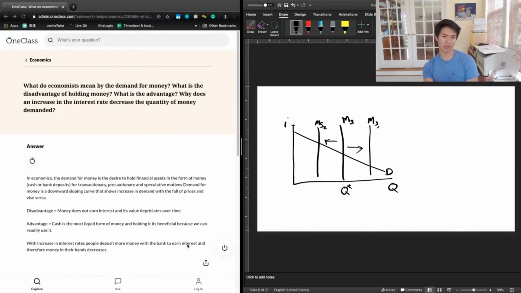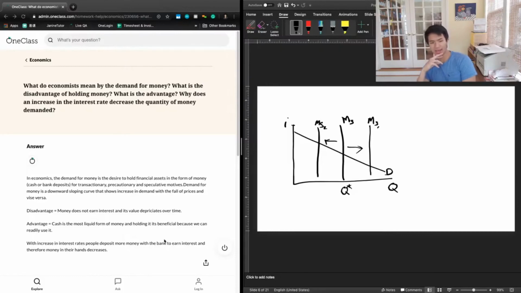And we can take a look at what the previous tutor has said as well. So the previous tutor says that in economics, the demand for money is the desire to hold financial assets in the form of money, cash or bank deposits, for transactionary, precautionary, and speculative motives. Demand for money, I like how I put that. Demand for money is a downward sloping curve that shows increase in demand with the fall of prices and vice versa. The disadvantage is that money does not earn interest and its value depreciates over time.